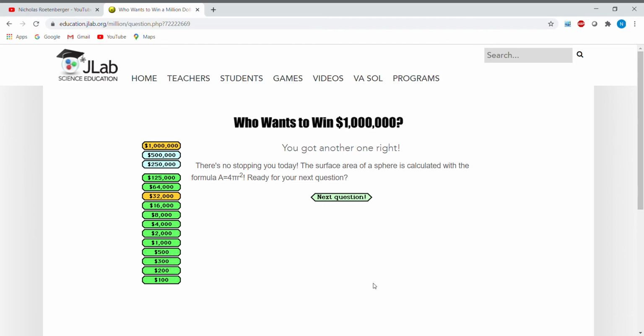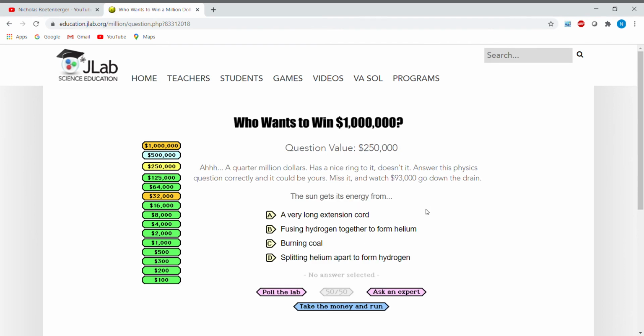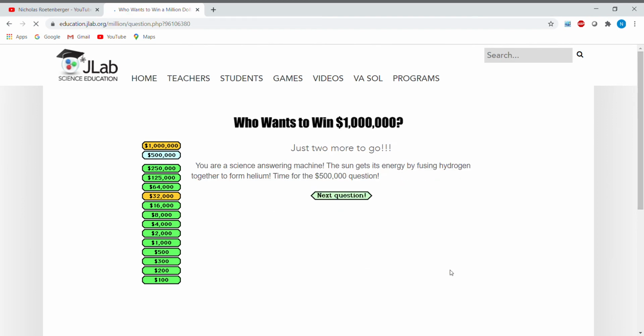This is for $250,000. The sun gets its energy from a very long extension cord, fusing hydrogen together to form helium, burning coal, splitting helium apart to form hydrogen. I think it's fusing hydrogen together to form helium. Let's go with that one. B. Yes! We got $250,000. Okay, we are 2 away from $1 million.